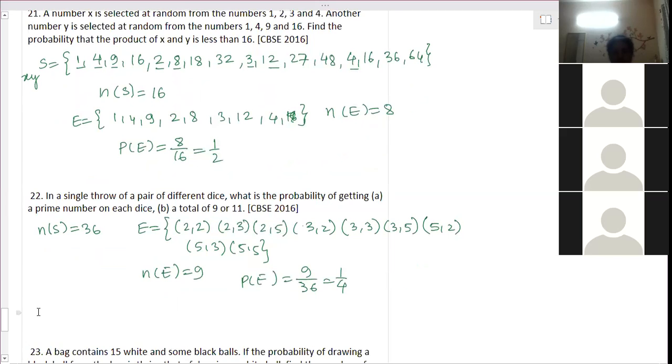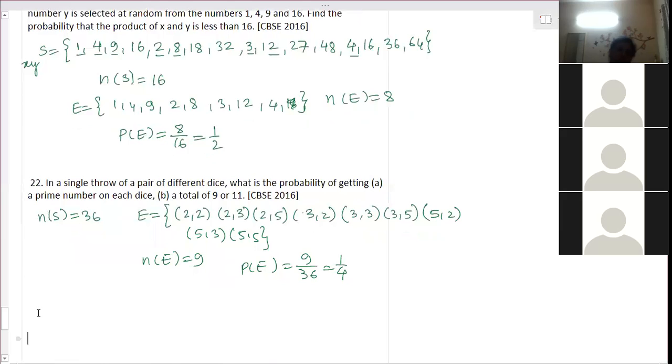A total of 9 or 11. So which outcomes are 9? In the first row there is 1, 1, 1, 2, 1, 3, 1, 4, 1, 5, 1, 6. Not possible. 2, 1, 2, 2, 2, 3. Maximum is 2, 6. It is 8. Not possible. Now 3, 5 is 8. 3, 6.